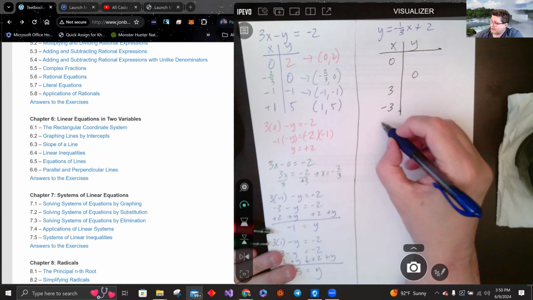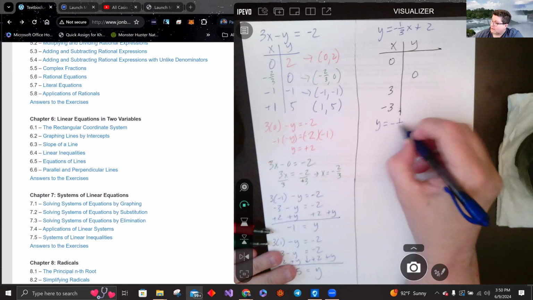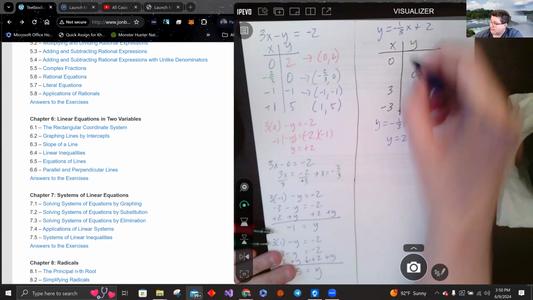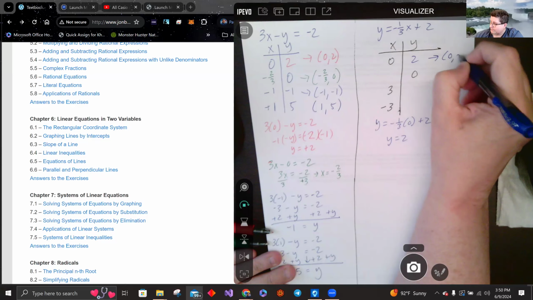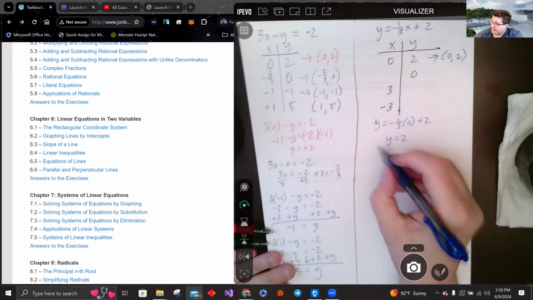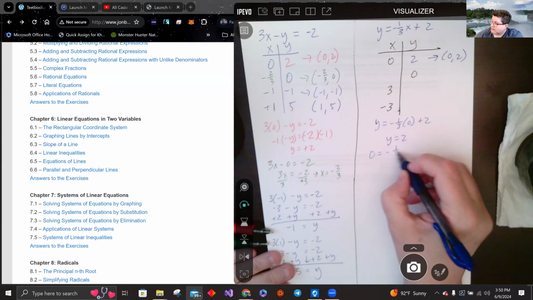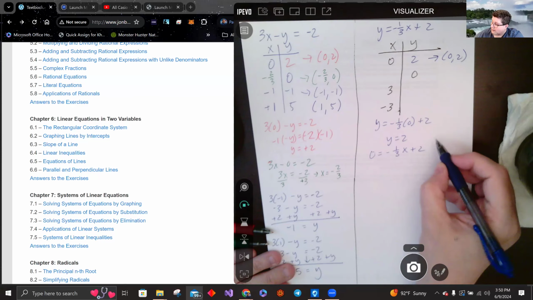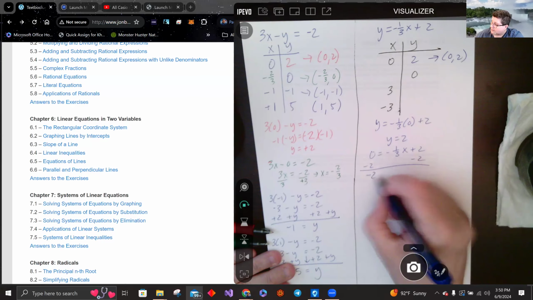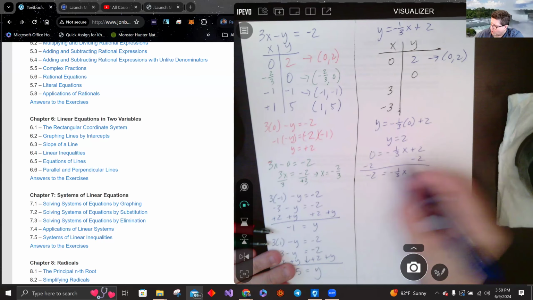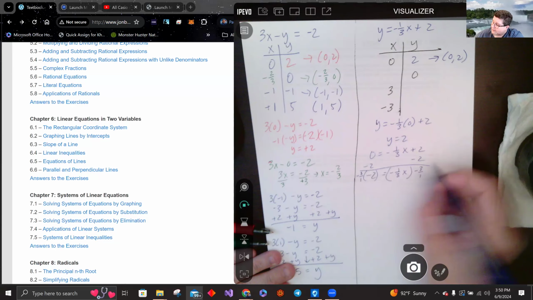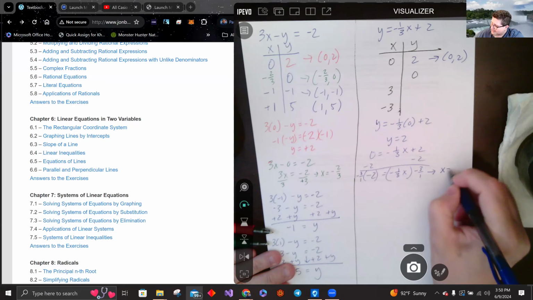So if I stick in 0, I get y equals 2. And I get the point (0, 2). If I stick in y equals 0, I subtract 2 from both sides. I'll multiply both sides by the reciprocal, which is -3/1. And I'm going to get x equals 6.